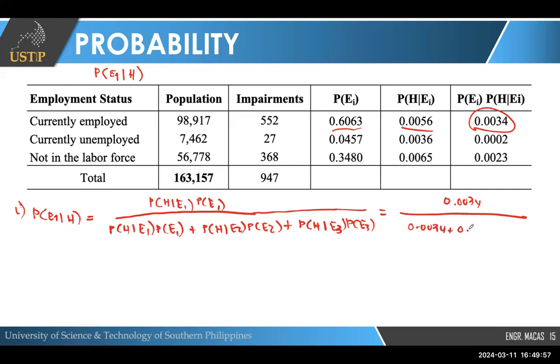0.0034 plus 0.0002 plus 0.0023. So, look, class, actually, this is just this divided by the total. This is 0.0059. Okay. So this is divided by the total. You're just getting the proportion of this, no? With respect to your total.